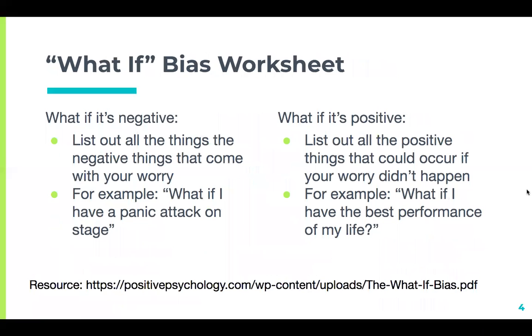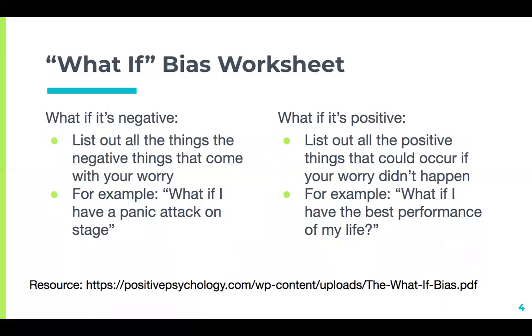Now, the next method you could use is a what if bias worksheet. Again, I've typed it out here, but if you want a blank copy where it says resource, I've left a link there for you to go to. You can print it out or write your own on a blank piece of paper. So there's 2 columns here.